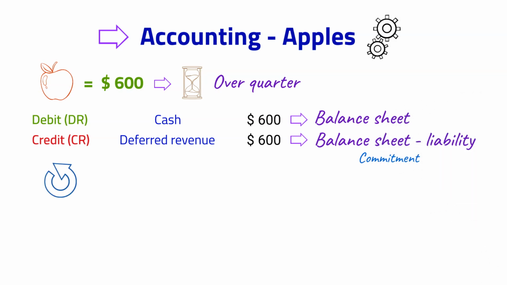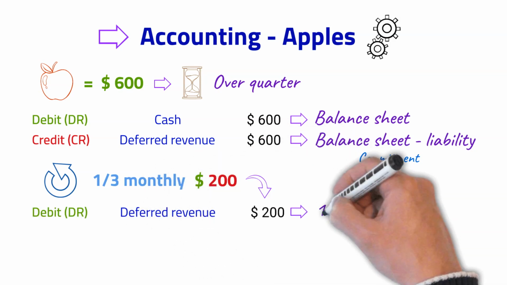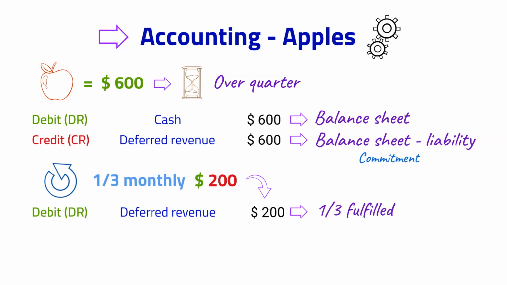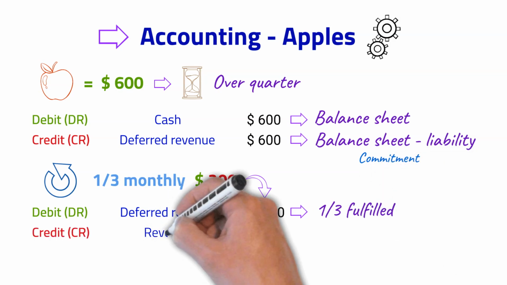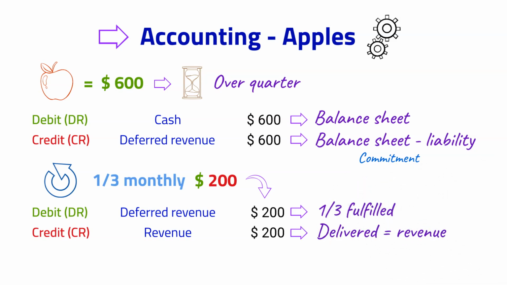On the delivery next month, we have the right to 1/3 of the revenue and record the following. Debit deferred revenue $200, we fulfilled 1/3 of our obligation and reduced the liability. Credit revenue $200, we earned revenue now. If the apples cost us $100, we would recognize the cost at delivery in cost of goods sold as usual.